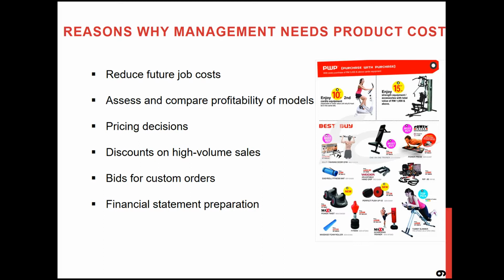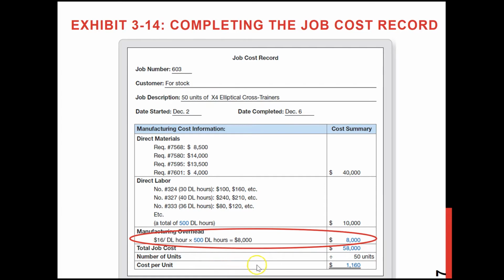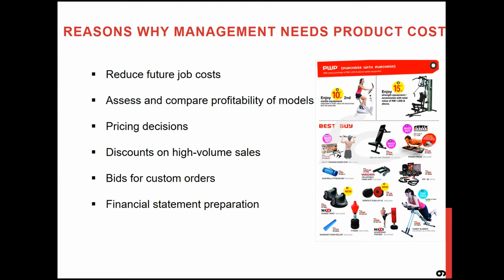And of course, when they determine the price, they should have some markup. For example, if I go back here, to produce each cross trainer it took $1,160. So when the company sells those cross trainers, they have to sell them at a higher price, which should be higher than this production cost. And of course, they will have other costs like marketing, advertising, sales or promotional costs. They need to consider all those costs too. So for pricing decisions, it's also important for managers to know the cost.